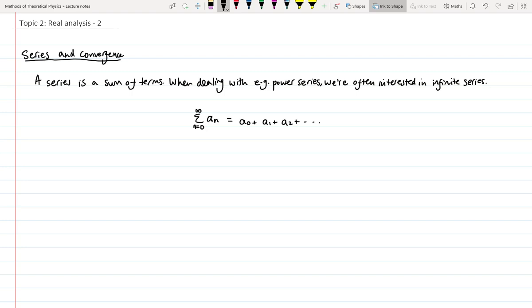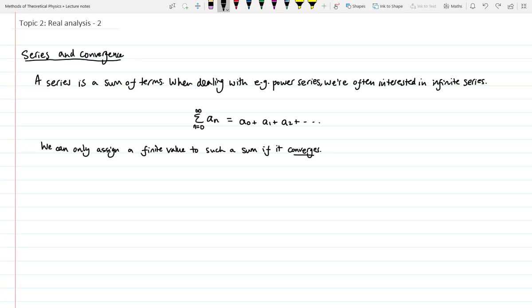Now, what does it mean for a series to converge? Well, we can only assign a finite value to such an infinite series, to such a sum, if it converges. So how do we check for convergence?